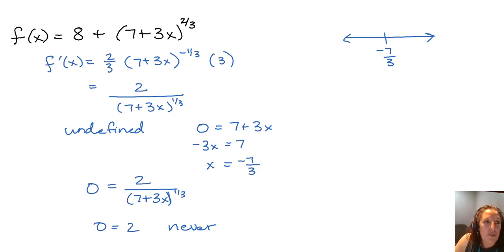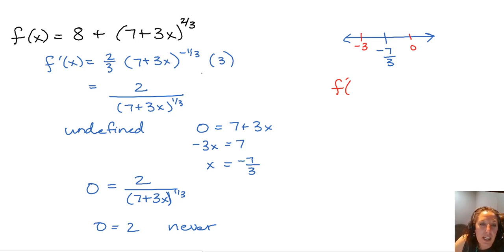But now we need to find out whether this is a maximum or a minimum, because we don't know from the information that we found so far. We need to plug in something into our derivative on either side. So negative 7/3 is a little bit to the left of negative 2, so I'm going to go ahead and plug in a negative 3, and I like plugging in 0 if I can.